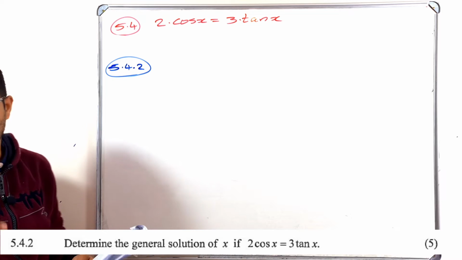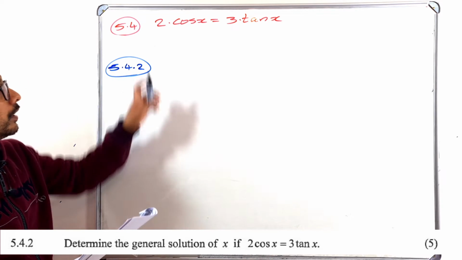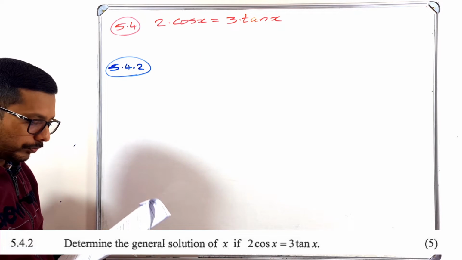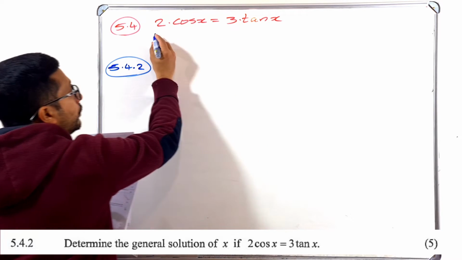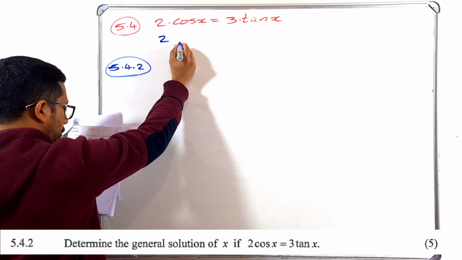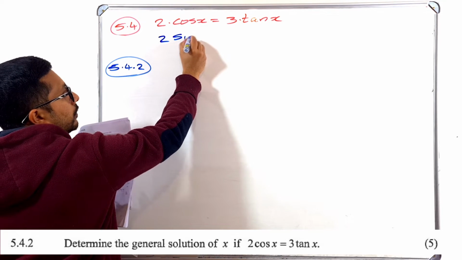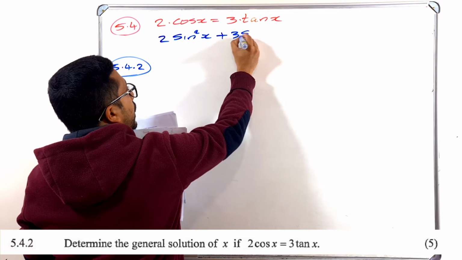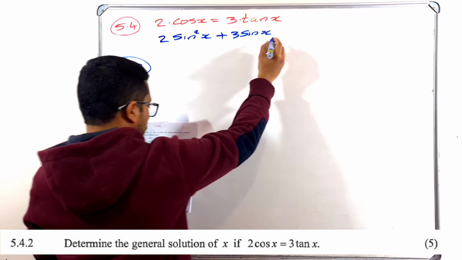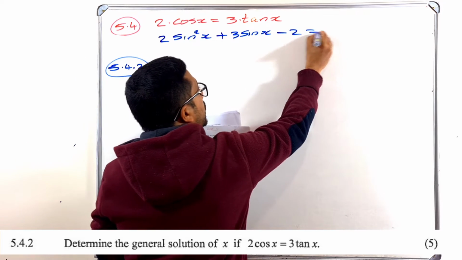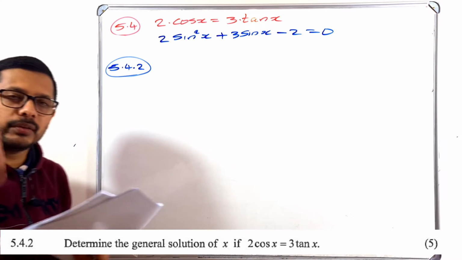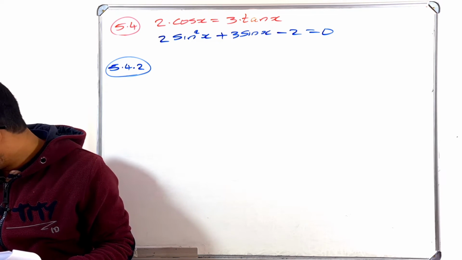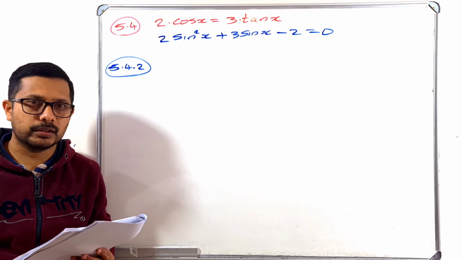Okay, so look at the previous question, we already wrote this equation in another format. What was that one? Previous 5.4.1. This equation we already proved is the same as 2 sine square x, then plus 3 sine x, then minus 2 is equal to 0. In the previous question, we already proved that the first equation is the same as the second one.